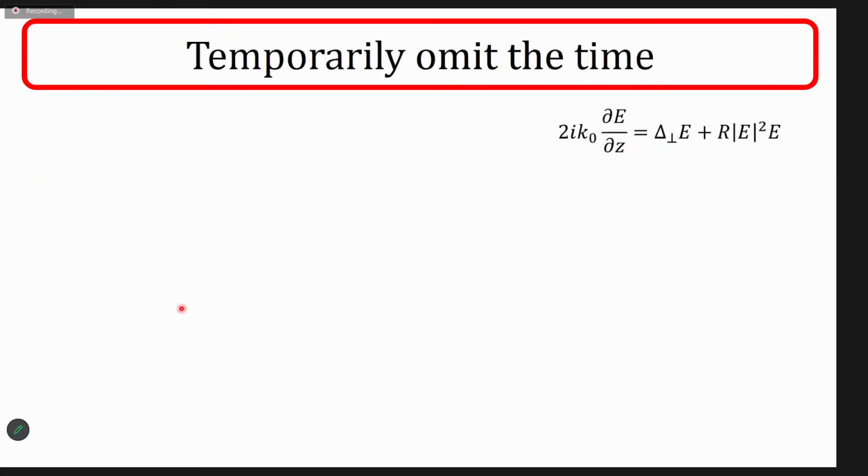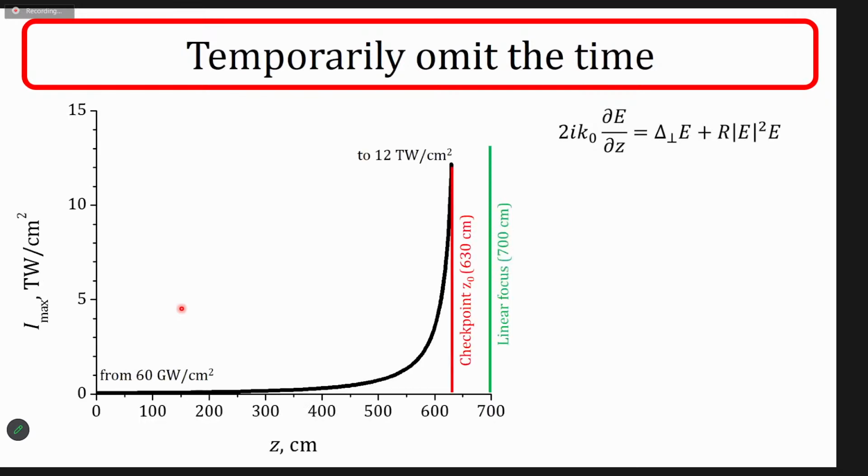So how can we do that? What's the justification for omitting the time? If we take just a regular Kerr medium without any plasma, the regular nonlinear Schrödinger equation, a very old, very well-known equation, and simulate the focusing by 7 meters from the initial beam, which we took at 20 millijoules, not 100, not 200, but only 20.